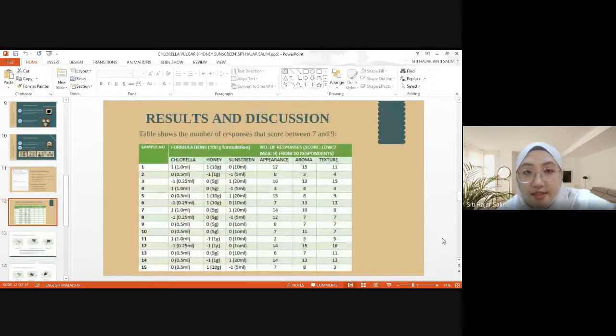Moving on to results and discussion, this table shows the number of responses that score between 7 and 9. As we can see, there are samples that receive relatively high scores, such as samples 1 and 3, and there are also samples that receive low scores, such as samples 4 and 11.